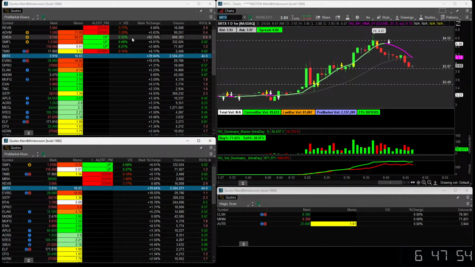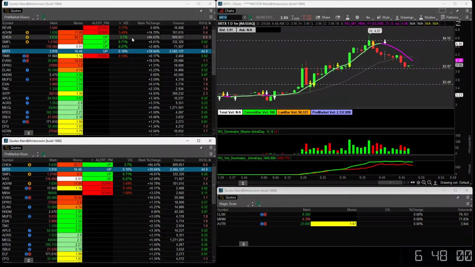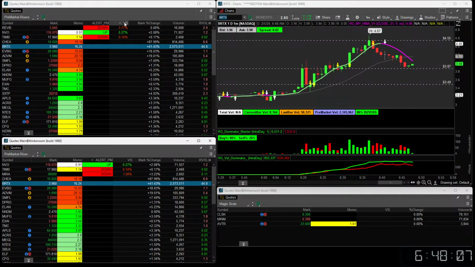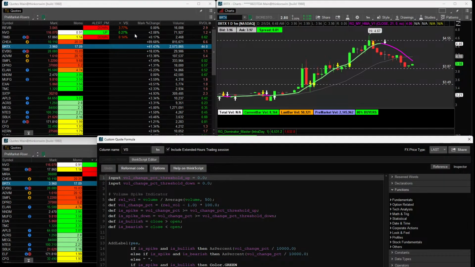When I upload them, I have those settings checked, but when you upload them, they don't hold it. They don't save the settings. Same thing on volume spike. If you haven't done so, right click on it, edit formula, and make sure extended hours is checked.